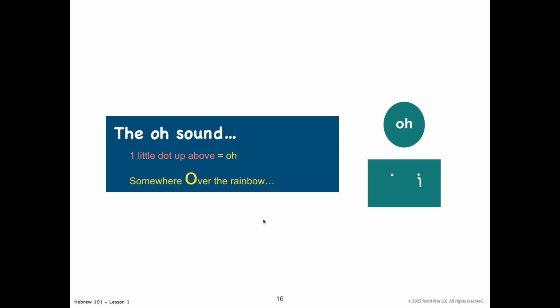The next sound is O. 1 little dot up above. You can achieve it by just having a dot above the letter or having the letter Vav with a dot above it. Your encore sentence is somewhere over the rainbow. So over the rainbow, whenever you have a dot up above, over the rainbow, then that's O, as in over.